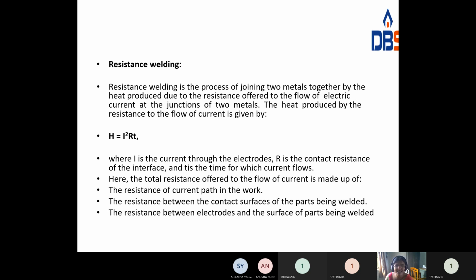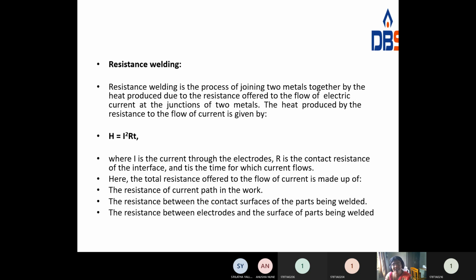Electric welding is mainly of two types: resistance welding and arc welding. The first one is resistance welding. Resistance welding is the process of joining two metals together by the heat produced due to resistance offered to the flow of electrical current at the junction of two metals.